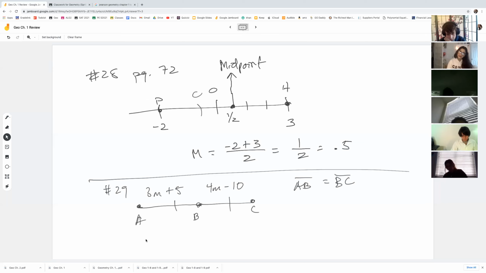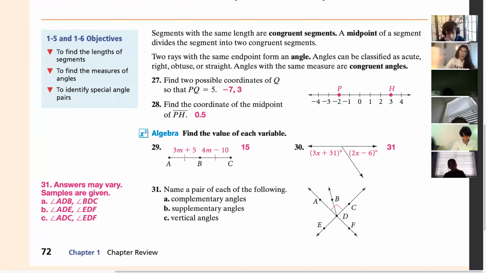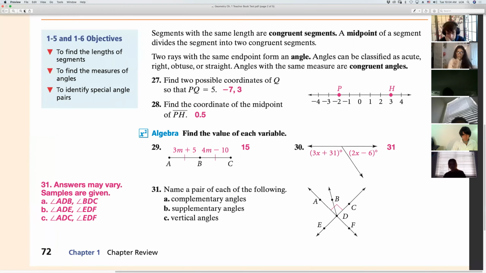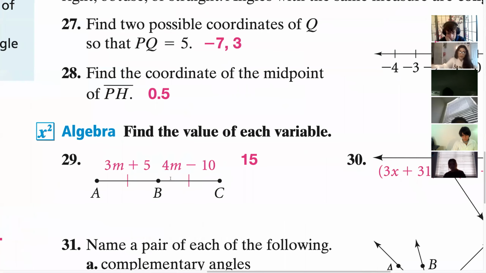Naomi, back to our question. How do I know that AB and BC are congruent? Because there's only one line for each. If you look in your book, you see that little pink line right there. You should all see this little pink line. That tells you that AB is equal to BC. All right. Now, let's go ahead and solve this problem.